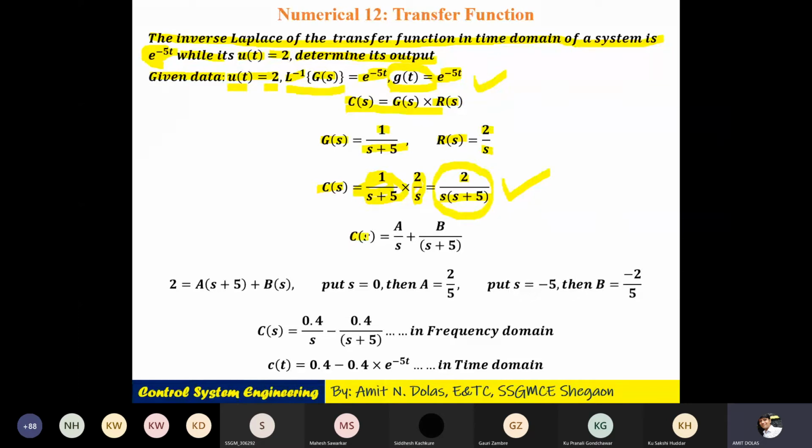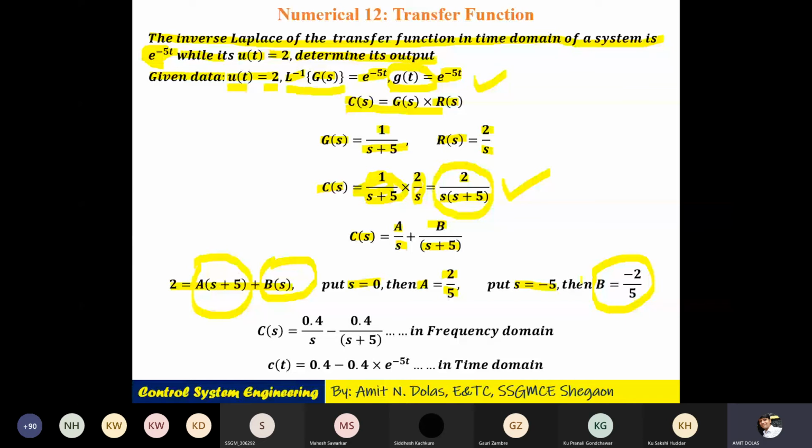So I may write by this rule, c of s is equal to A by s plus B by s plus 5. So 2 is equal to A into s plus 5 plus B into s. Put s value equal to 0. So this term will be equal to 0, and we get A is equal to 2 by 5. Then I want to make the A term equal to 0, so I'll put s is equal to minus 5. Then it will be of course 0. Then B will be equal to minus 2 by 5. So I got the value of A, that is 2 by 5, and the value of B, minus 2 by 5.